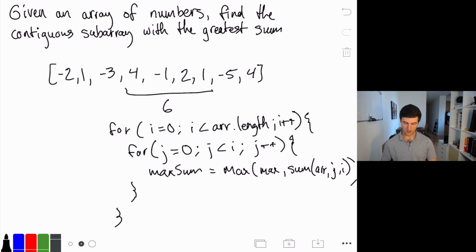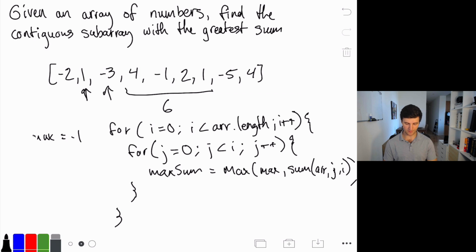In this case, all we're doing is considering all the different possible subarrays. I'm going to sum up each subarray, and for each one, compare that to our current max. So I'd start with i and j like this. I'd say my max is equal to -1, then I'd increment i, and my max would still be -1, and then I would increment j, and we would go on like this through the whole array.